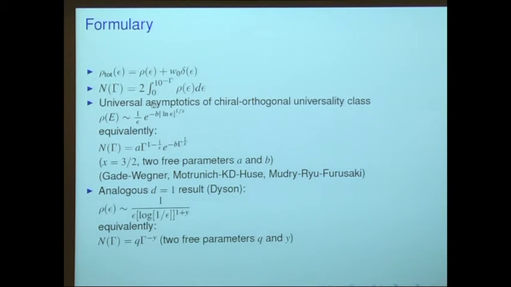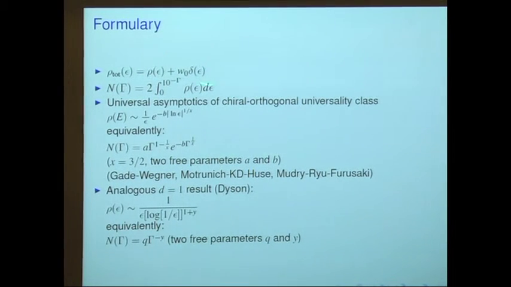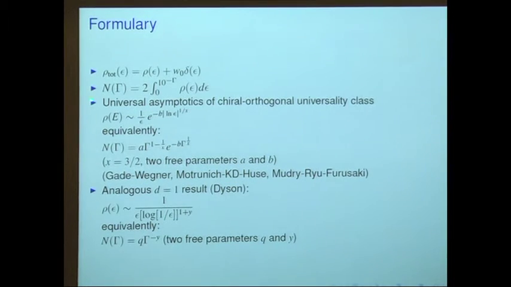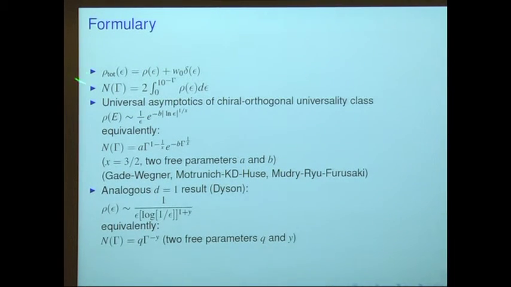And so here are some formulae that are relevant to what I want to show you in terms of figures and fits. In effect, I'm decomposing the density of states into a regular part and a delta function at the band center. And the integrated density of states corresponding to the regular part is what I'm calling n of gamma.